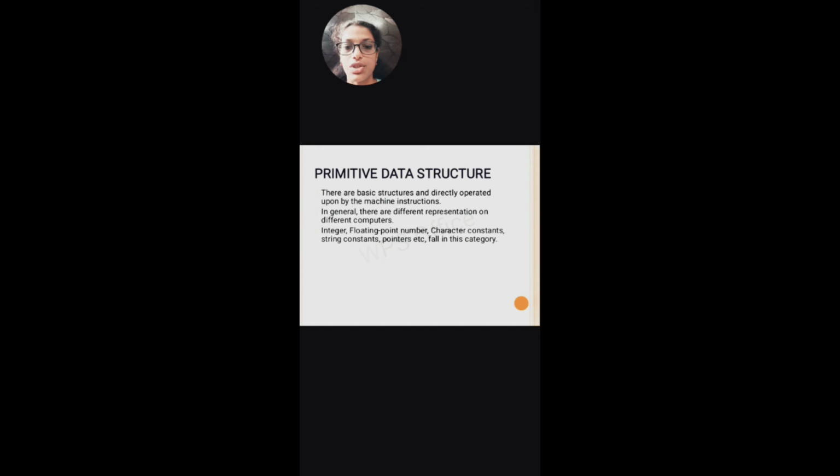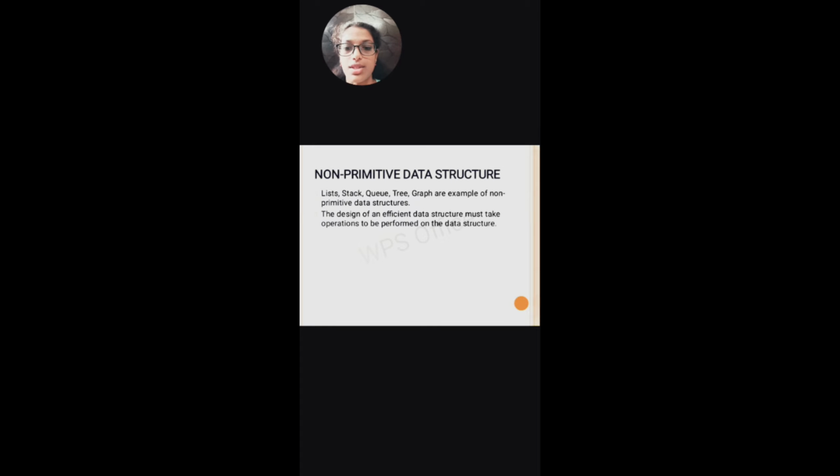Primitive data structure. These are basic structures and are directly operated upon by the machine instructions. In general, there are different representations on different computers. Integer, floating point number, character constants, string constants, pointers, etc. fall in this category.